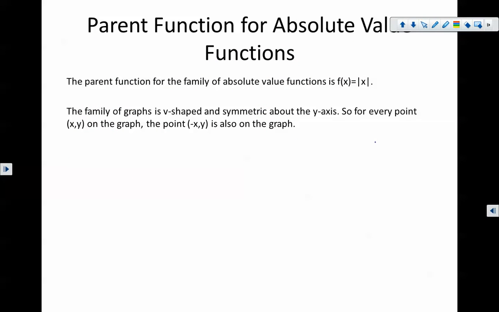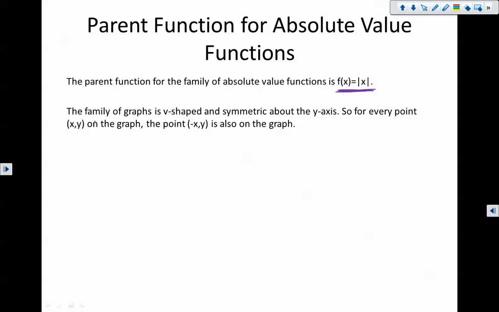First of all, we want to talk about parent functions. We talked a little bit about a parent function when we were doing linear. So there is a family of absolute value functions. The parent function of that is f of x equals the absolute value of x. So this is a plain absolute value graph that has had no transformations done to it. All absolute value graphs are V-shaped and symmetric about the y-axis.